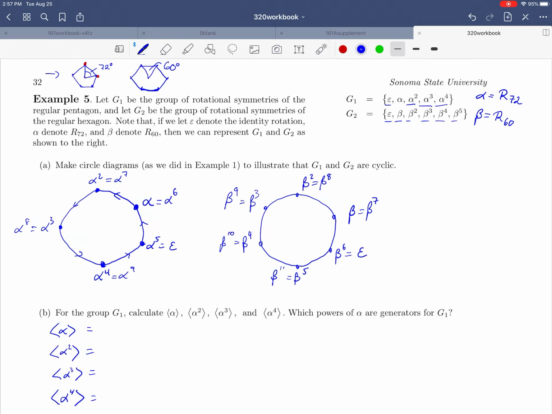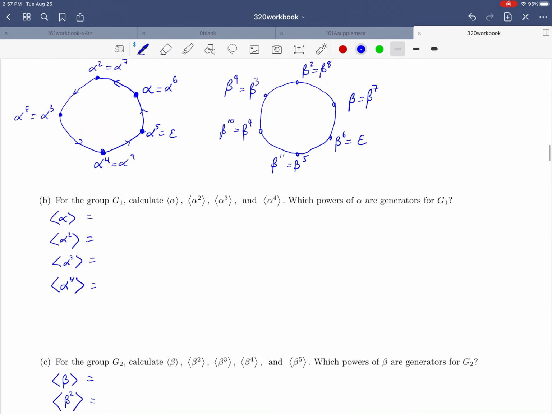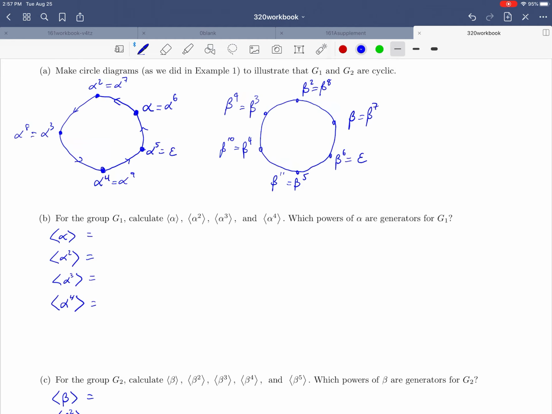Now, the question we want to investigate is, for both of those groups, which powers of alpha are actually generators for both of those groups. In part B, we're going to look at group G1, and I want my diagram right here. If I take alpha and take it to higher and higher powers, we can see in our circle diagram that if we start with alpha and then go alpha squared, alpha cubed, alpha to the 4th, alpha to the 5th, which is the identity, I get my entire group. So let's write that down: I have my identity, alpha, alpha squared, alpha cubed, alpha to the 4th.